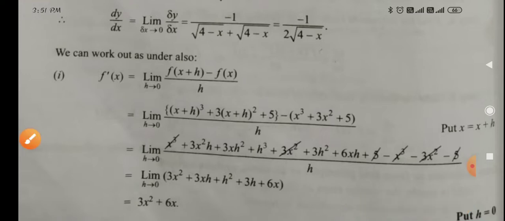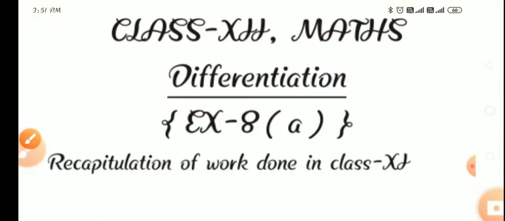In exercise 8a, all the rules which you have studied in class 11th, the rules of differentiation, are needed. What is the differentiation of x to the power n, what is the differentiation of trigonometric functions, what is the uv rule, what is the u upon v rule. You learn these things and keep them in mind, then you can easily do all the questions of exercise 8a. It is a very easy exercise, and some questions by first principle are given in exercise 8a. With the help of the example which I explained, you can do those questions also.